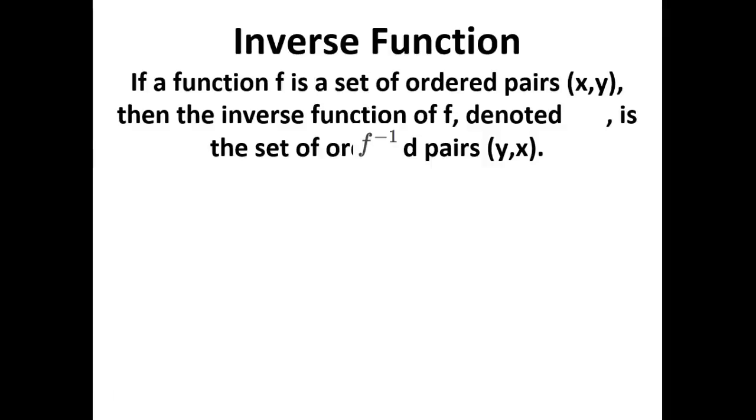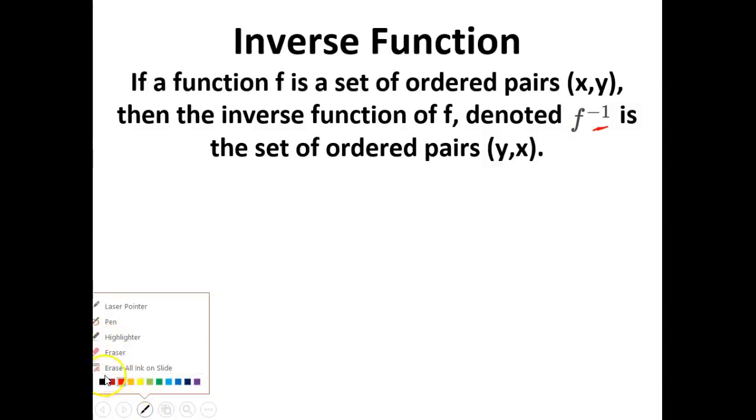If a function f is a set of ordered pairs, then the inverse function denoted, there, now that typo's fixed. So if a function f is a set of ordered pairs (x, y), then the inverse function denoted f inverse, that's what this little -1 means there, is the set of ordered pairs (y, x). So if we have an input of x and we get out a y, in the inverse, when we put in the y, we're going to get out the x.